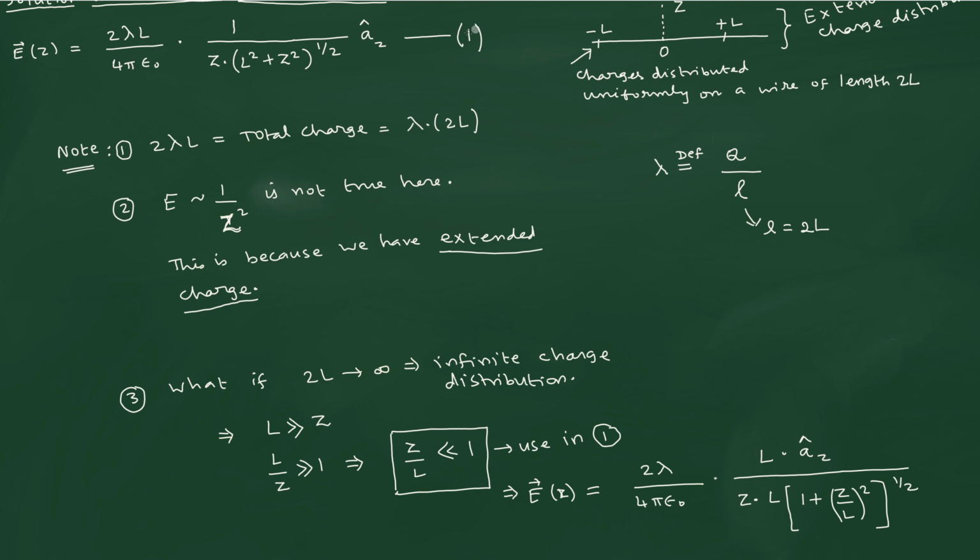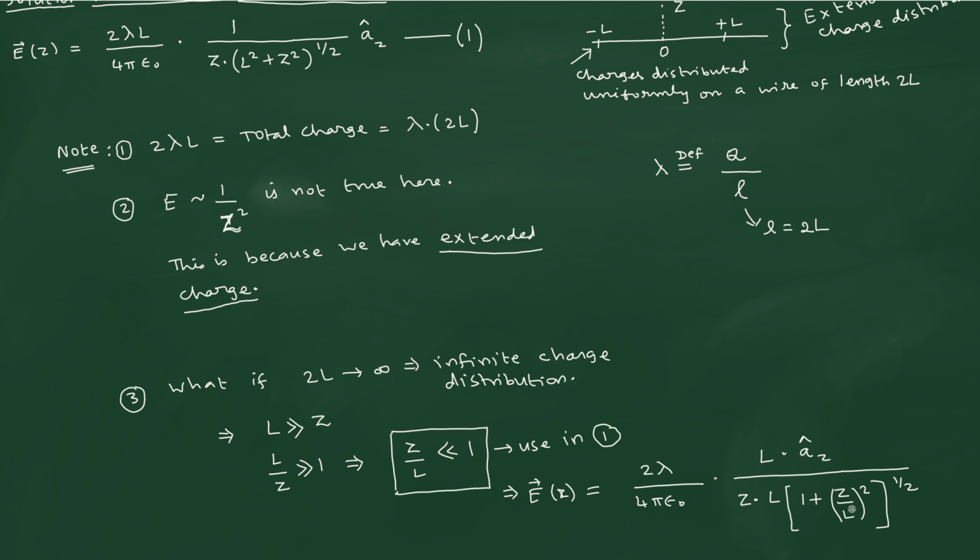If you see equation number 1, we don't have Z by L, but we can bring Z by L into the picture by pulling out some expression. For example, if I take an L square outside here, what will happen? If L square is taken out, then I will be getting 1 plus Z square by L square. So here this 2 lambda by 4 pi epsilon naught is written, only this L can be written here. So I will be getting L divided by, here you pull out an L square, but since there is a power half here, L square becomes L, then this becomes 1 plus Z by L whole square.